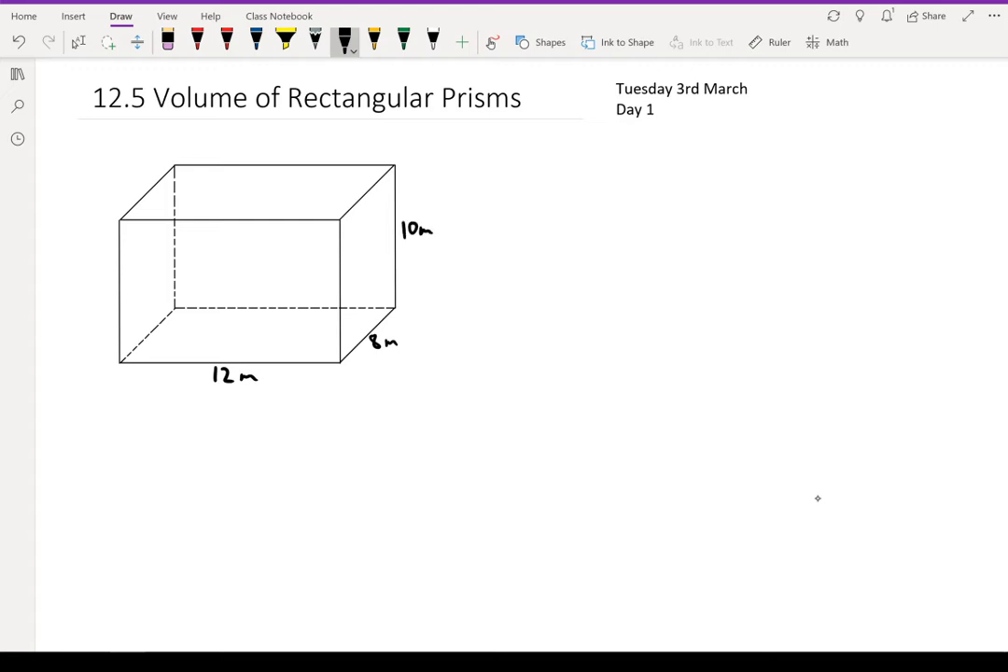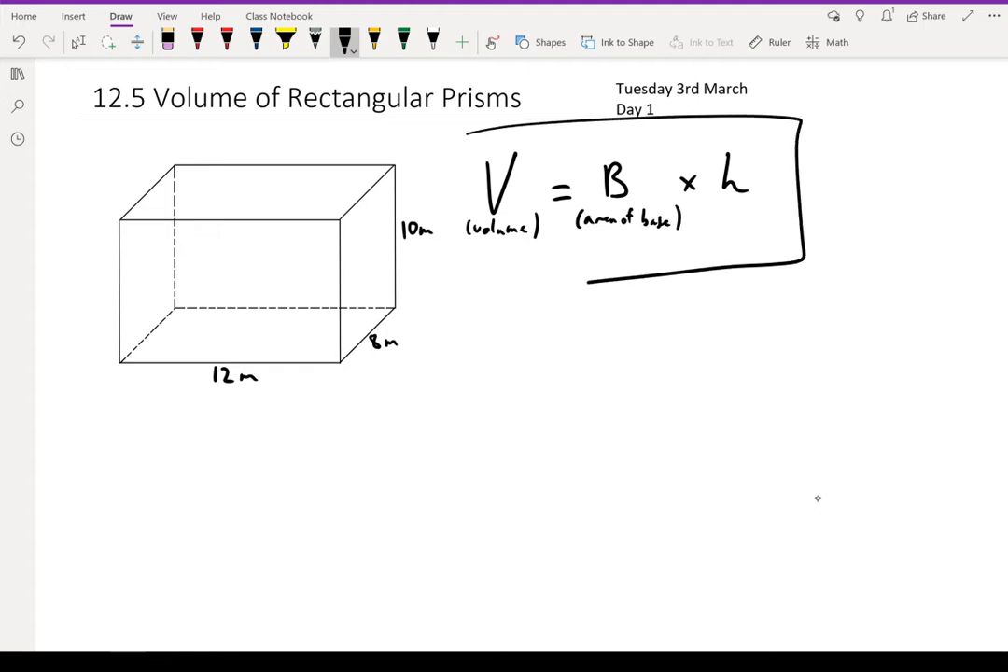Okay, 10 meters. And so the volume of a rectangular prism, the volume V, I'm going to use V for volume, is going to be the area of the base. I'm going to call it big B over here. That's going to be area of base multiplied by the height of the prism. Now this is a general formula for all prisms.